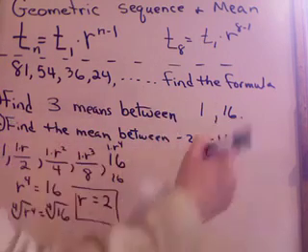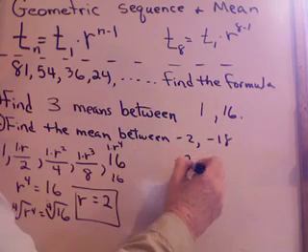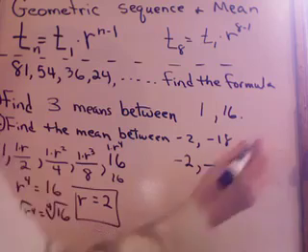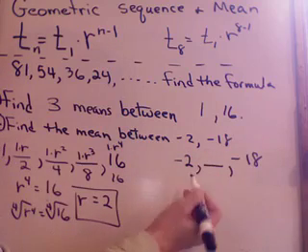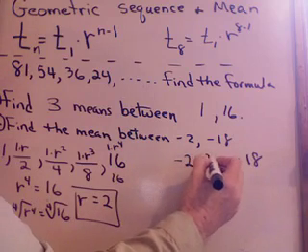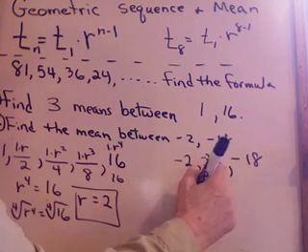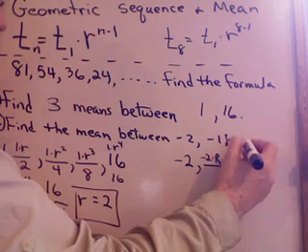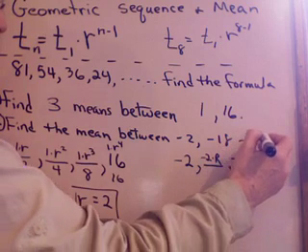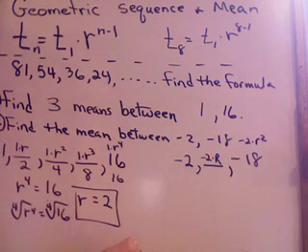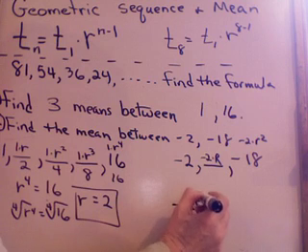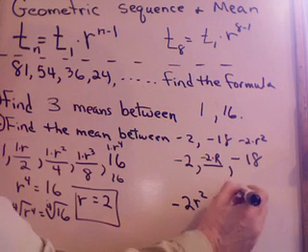And it works even if you need 1 mean between negative 2 and negative 18. I multiply by some r. I don't know it, so negative 2 times r. Get from here to here, multiply by r again, negative 2 times r squared. Can you set up a little equation? Do you know what it is? Of course you do. It's negative 2r squared equals negative 18.